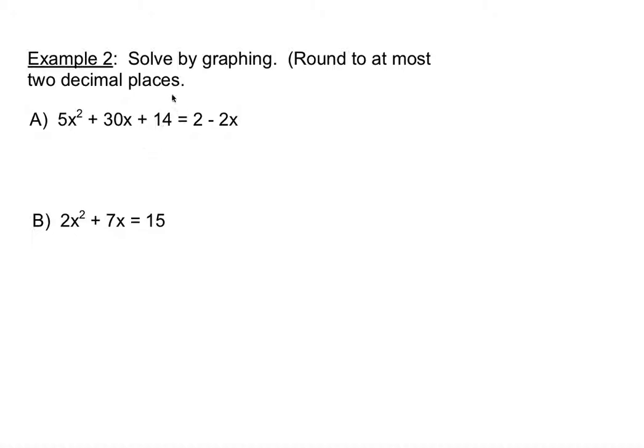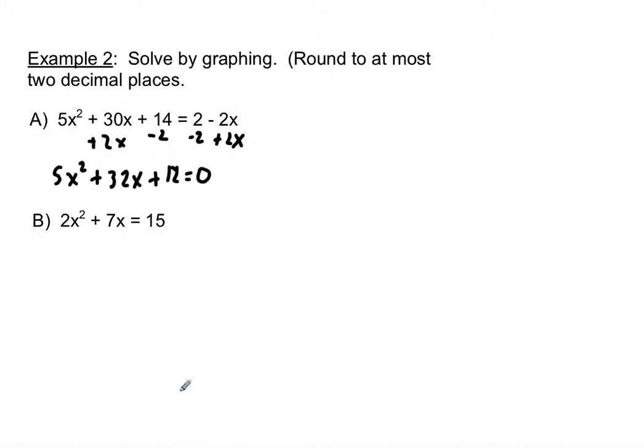Solve these by graphing. So to solve one of these by graphing, we're going to have to bring everything over to the other side. So I'm going to subtract 2, and I'm going to add 2x, lining them up to where they need to be combined. So I end up getting a 5x squared. And then over here I've got a 30x plus the 2x gives me a 32x. And then the 14 minus 2 gives me a plus 12. That's equal to 0.